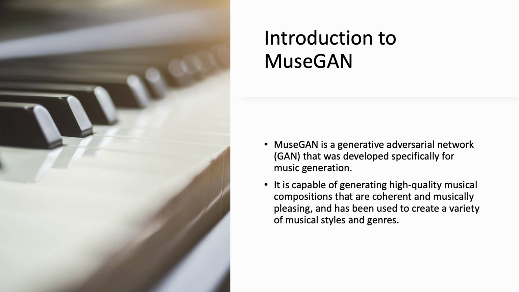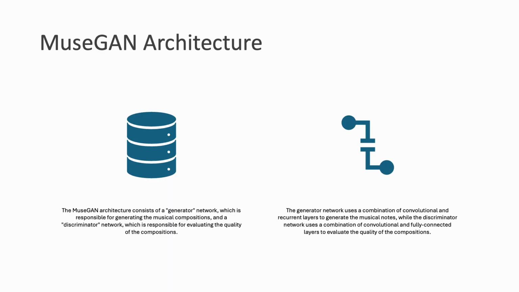MuseGAN is a generative adversarial network that was developed specifically for music generation. It is capable of generating high quality musical compositions that are coherent and musically pleasing and has been used to create a variety of musical styles and genres. So let's look into the MuseGAN architecture to understand a little bit more in-depth.